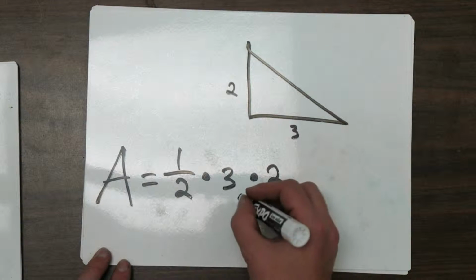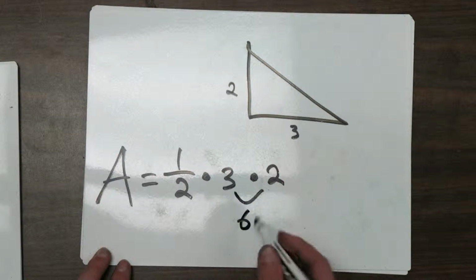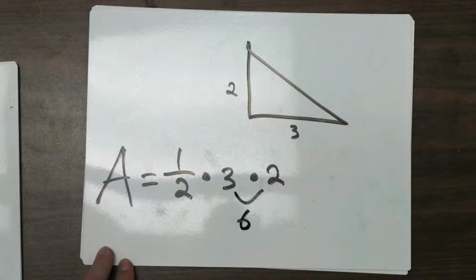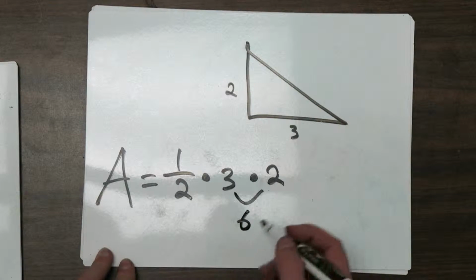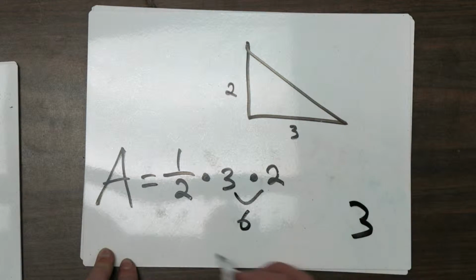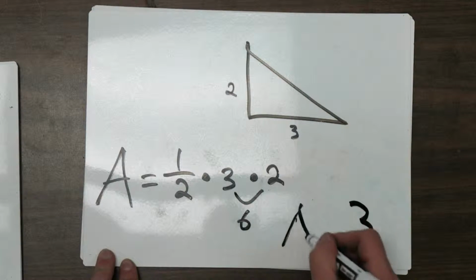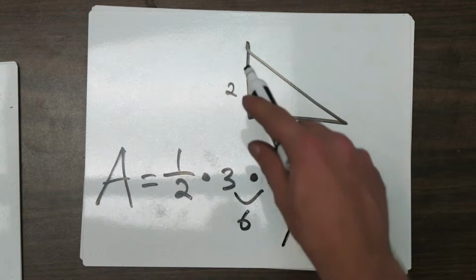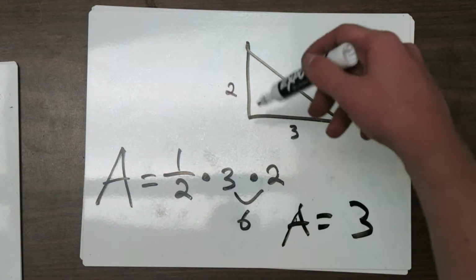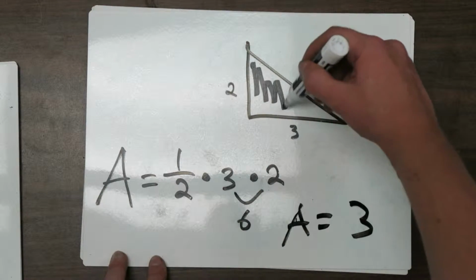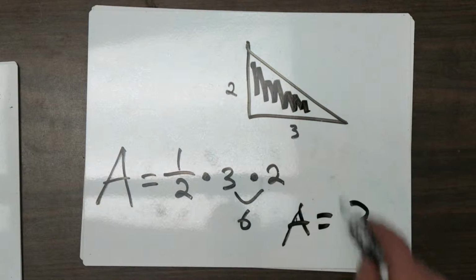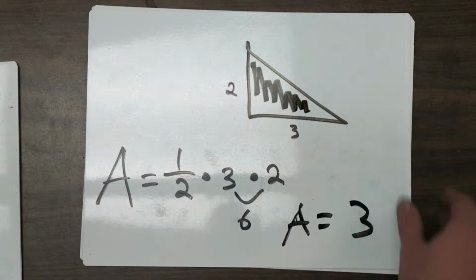So 3 times 2, that gets me 6. 6 times 1/2, well, it's just half of 6, so that equals 3, and that's all that's left. So I'm saying the area of this triangle, the area is the space inside of the triangle. The area of this triangle is 3.